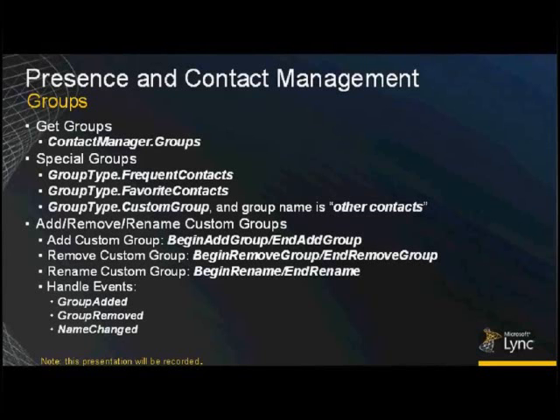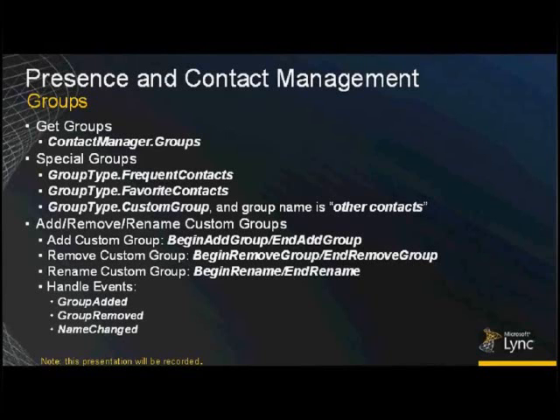So next topics will be presence and contact management. So in contact management, we have groups for all these Lync clients. We can get the groups by calling the contact manager.groups property. There are 3 special groups there. The first one is frequent contacts. The second one is favorite contacts group. And the third one is other contacts, which is a custom group type.